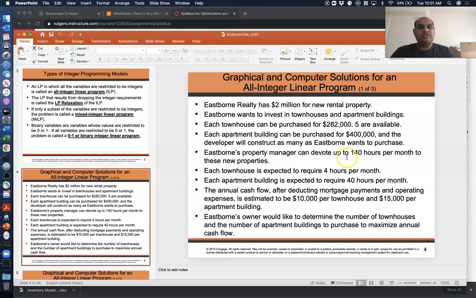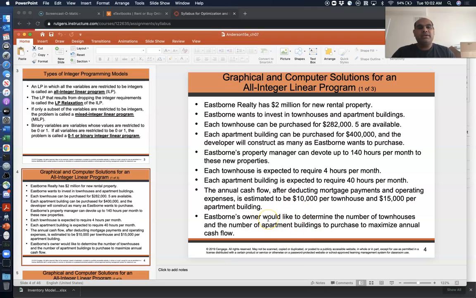Now, Eastbourne's property manager can devote up to 140 hours per month on these properties. Each townhouse requires 4 hours, and each apartment building requires 40 hours a month of management. The annual cash flow, deducting mortgage payments and operating expenses, is expected to be $10,000 per townhouse and $15,000 per apartment building. So that's how much profit you can expect to make from each of these. Of course, there are other things that come up, but this is the average value.